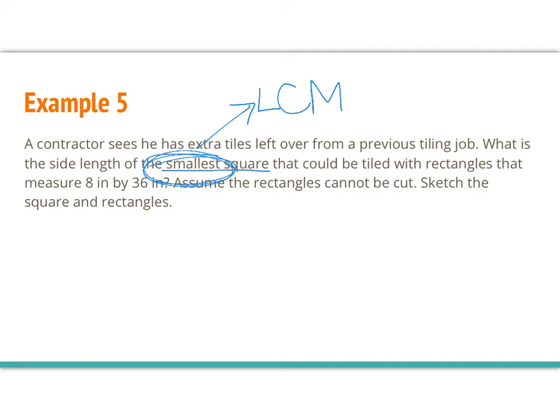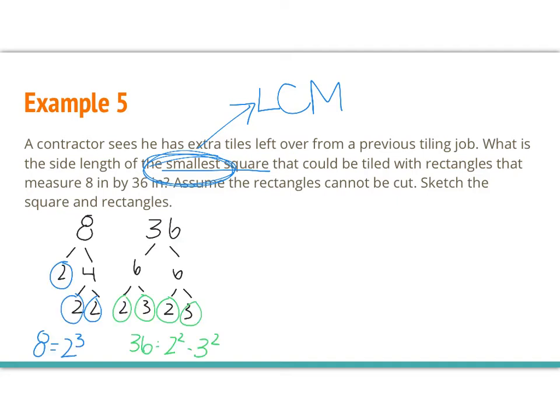I'm just going to make my factor tree here. Pause your video and do the same. All right, so I factored. I've got that 8 is 2 to the power of 3, and 36 is 2 to the power of 2 times 3 to the power of 2. Sorry, it's not perfect with my stylus and iPad here. All right, lowest common multiple.